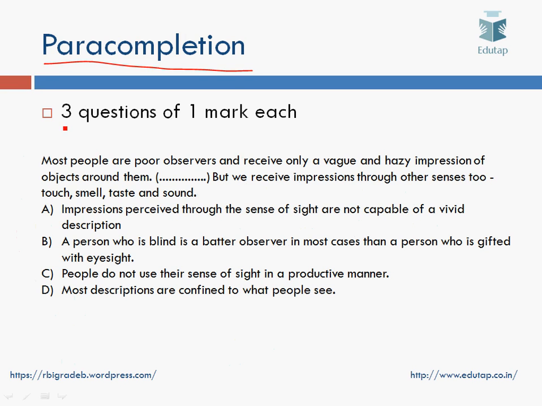Para completion: out of this topic there were 3 questions of 1 mark each in 2016, and the type of question can be like this. There is a paragraph and there is a blank here, so you have to choose the most appropriate line out of these 4 options that can complete the paragraph in a sensible manner. The first line is "Most people are poor dash dash dash up till full stop, then there is a dash, then but we receive impressions till sound." So you have to fill the appropriate line here from the 4 options given below.